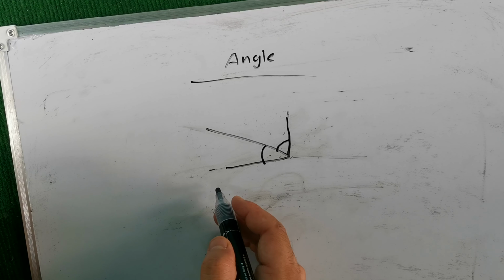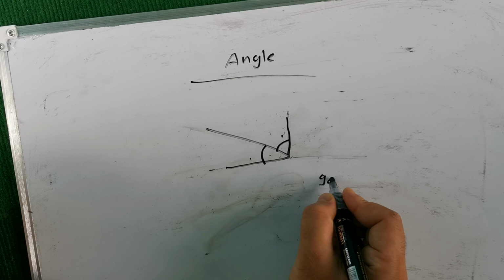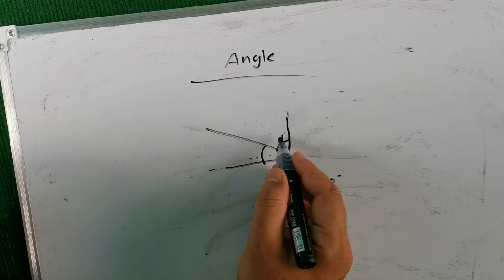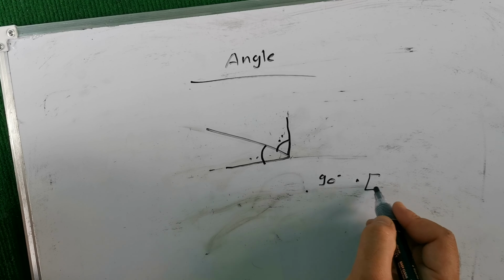The sum of two angles equal to 90 degrees is known as complementary angles.